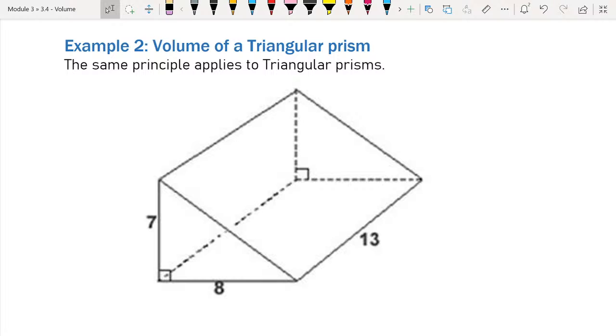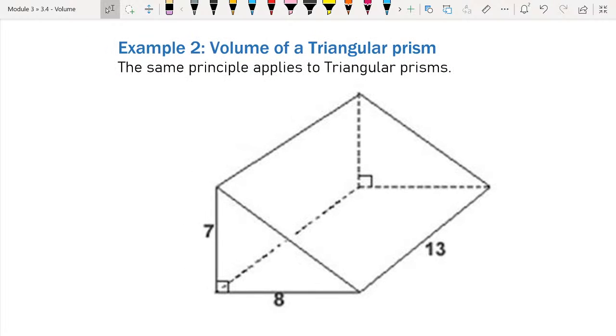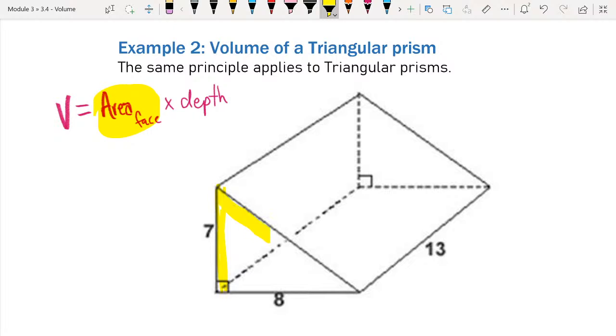A triangular prism is no different than a rectangular prism, in as much as we're going to find the volume by being the area of the face times the depth of this thing. So we need to know how big the face of this shape is, which in this case is this triangle right here. And we're going to have to multiply that by the depth.